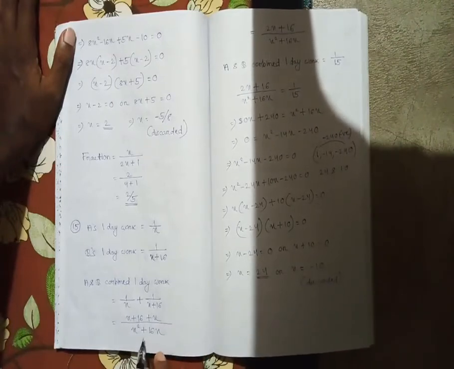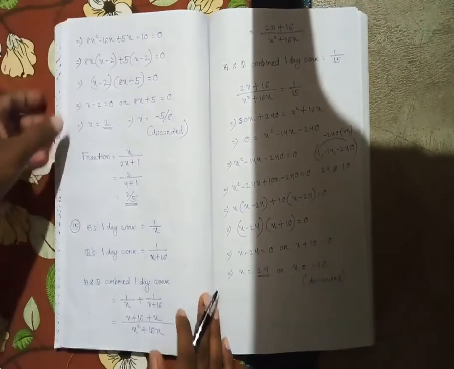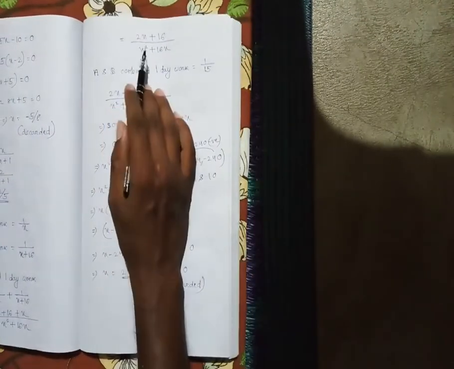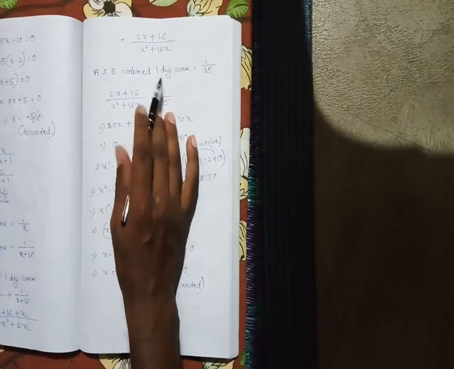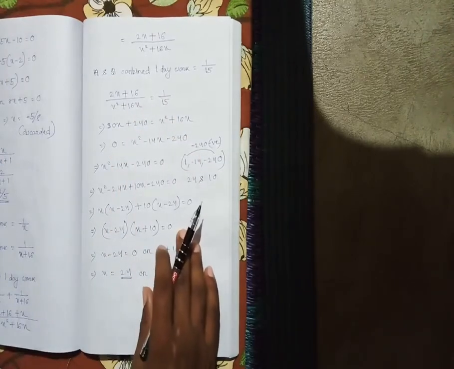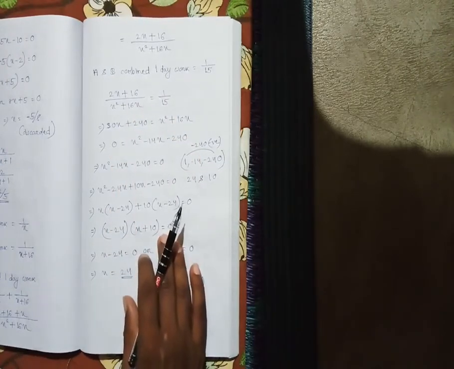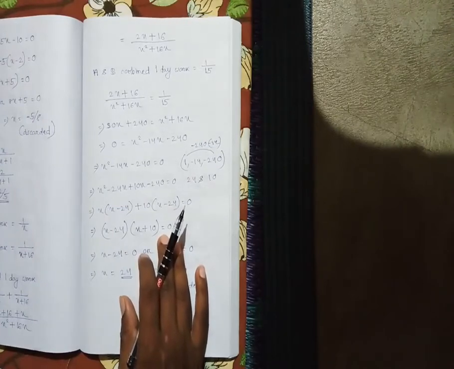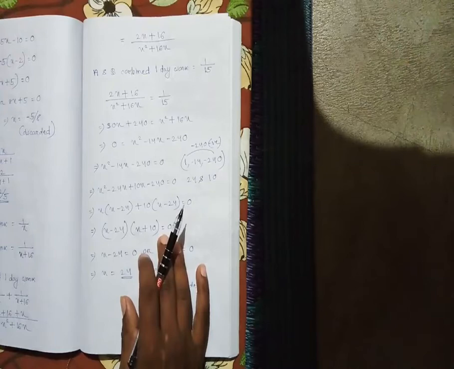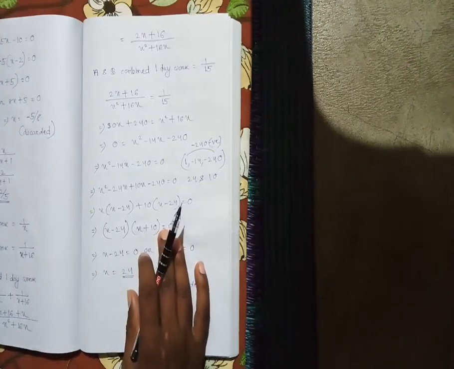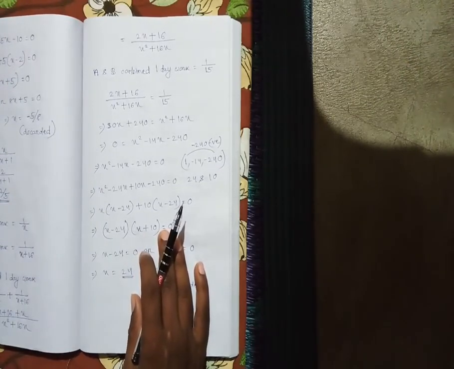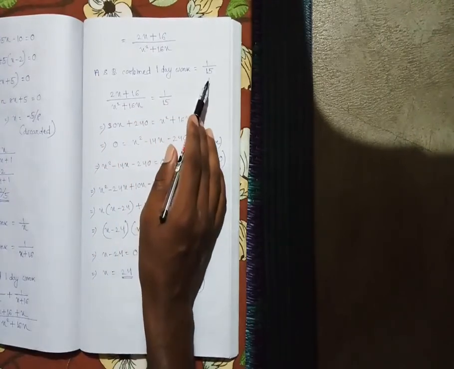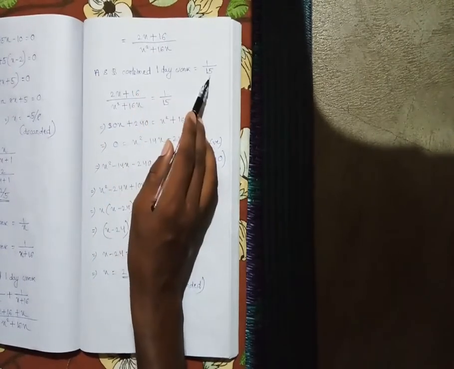On taking LCM and simplifying, we get 2x plus 16 whole by x square plus 16x. So this is A and B combined 1 day work. Also it is given in the question that they can complete the work together in 15 days. That means their combined 1 day work will be 1 by 15. So A and B combined 1 day work is equal to 1 by 15. So you can equate these two.